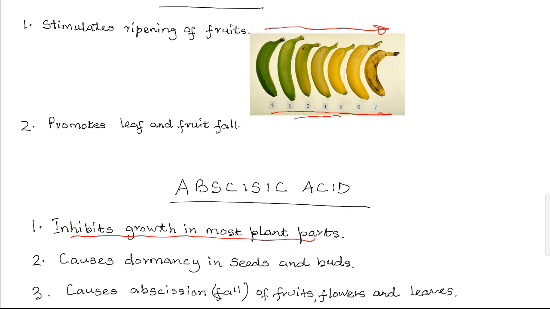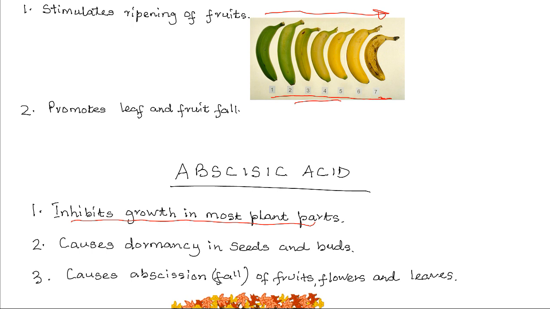It also causes dormancy in seeds and buds. So when present, it will prevent the seeds from germinating, and it will also prevent the buds from developing. There are some survival values in prevention of growth and development, especially during the dry season. It will be important that the plant ceases to grow because water, for example, is scarce. So this inhibition of growth is brought about by abscisic acid.